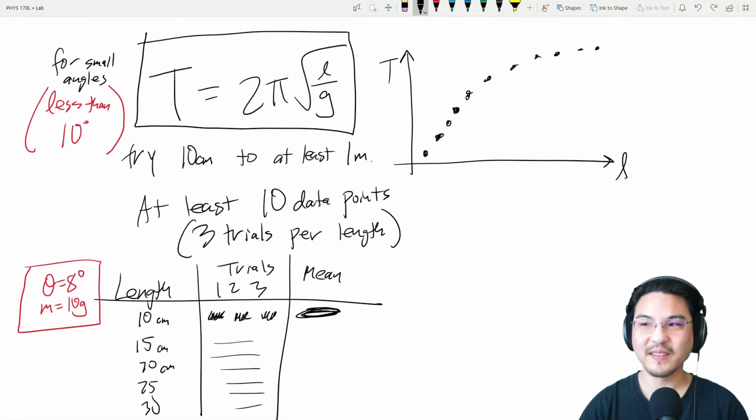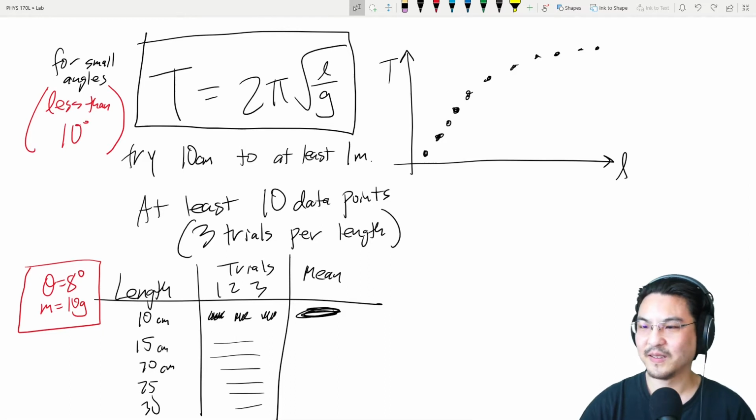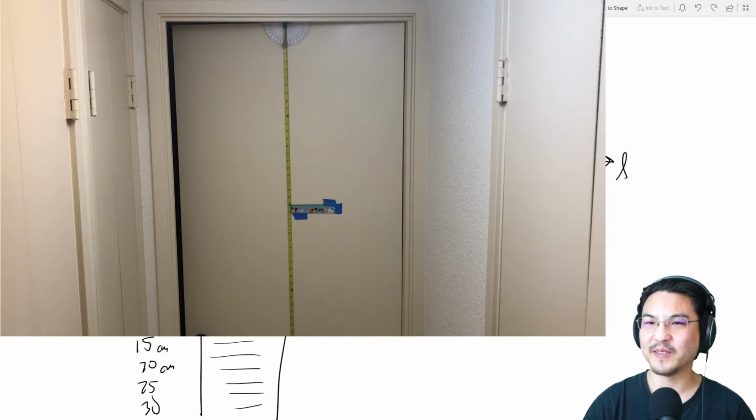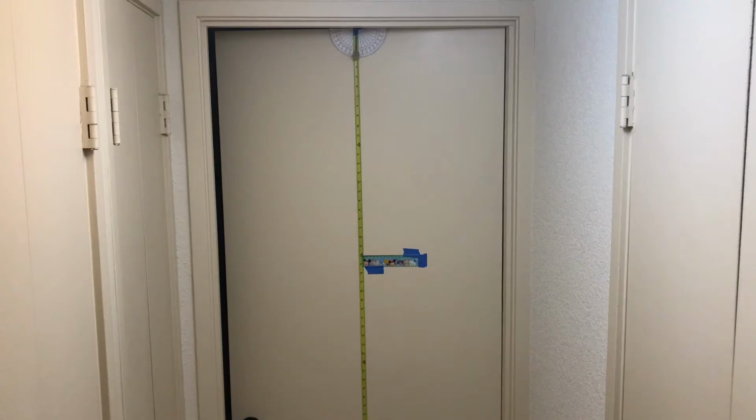Okay, so then let me just show some footage of some of the data I took. So I let each of these lengths swing 3 periods, and then I did 20 different lengths. Okay, so let me start it off. Ready, go. And see how when the string is short, the period's really short. So it might be hard to time it by hand. Your reaction time is going to factor into that.